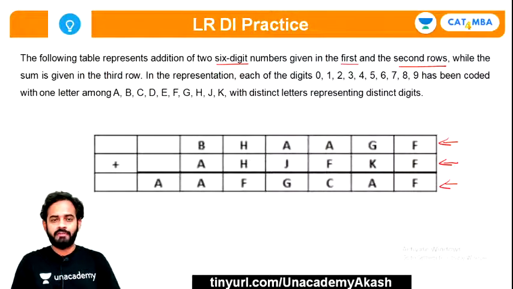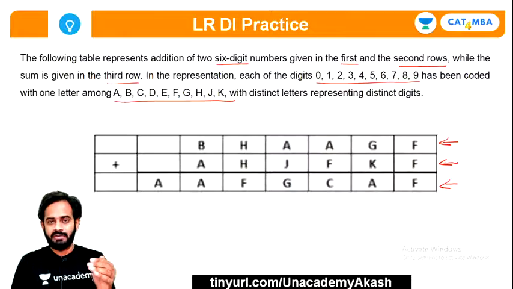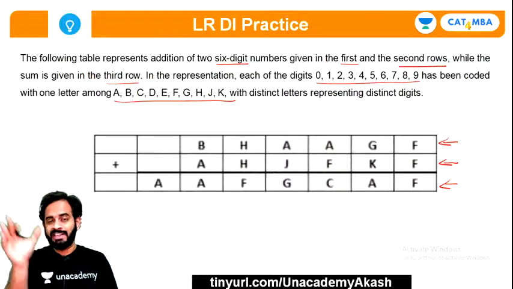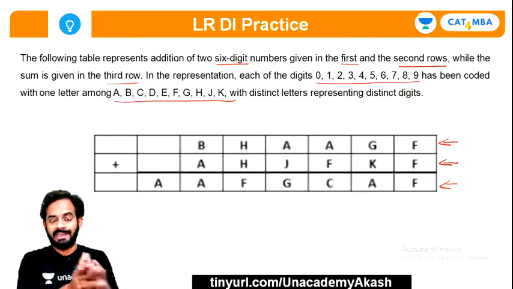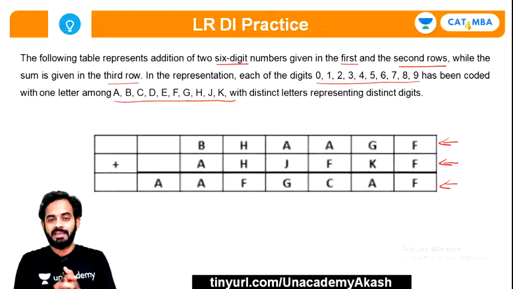And what is given, while the sum is given in the third row. In the representation, each of the digits 0 1 2 3 4 5 6 7 8 9 has been coded with one letter among A B C D E F G H J K, with distinct letters representing distinct digits. Very simple, right? For every digit we have a unique letter assigned to it. There are 10 digits from 0 to 9 and there are 10 letters given, from A, B, C, D, E, F, G, H, J, K.